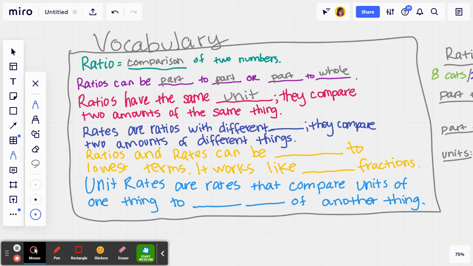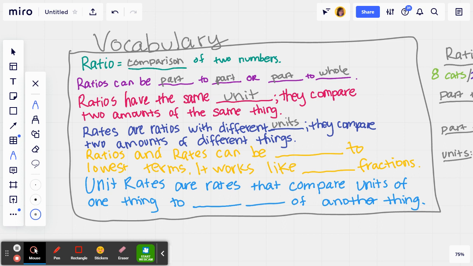Now, a rate, that's a new vocab word. A rate basically looks like a ratio, kind of is a ratio, but it has different units. So we're comparing different amounts of two different things. For instance, how many dollars are we spending on this many burritos? Dollars and burritos are not the same unit, right? Or maybe we're saying how many feet of lumber do we need for each project? Projects and feet of lumber are different units, okay?